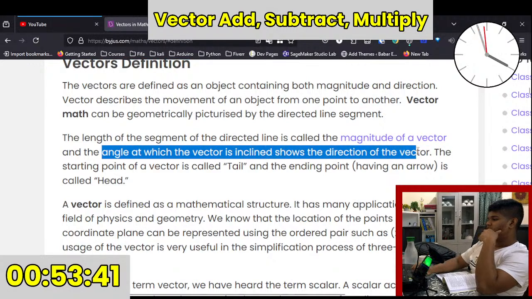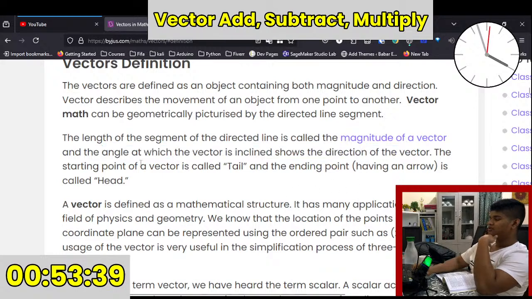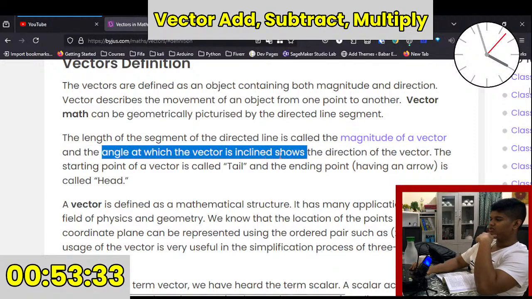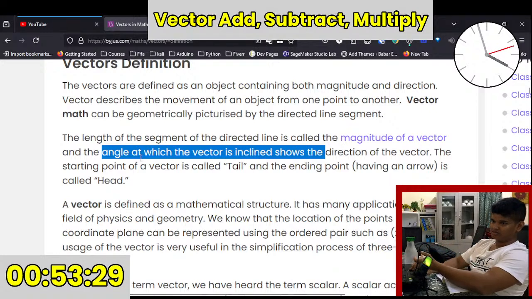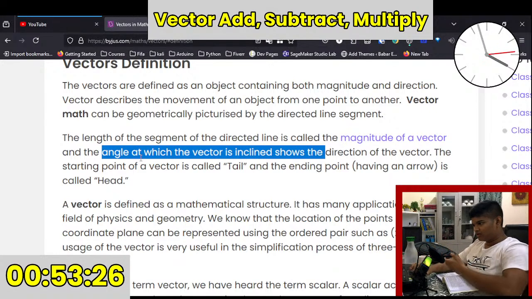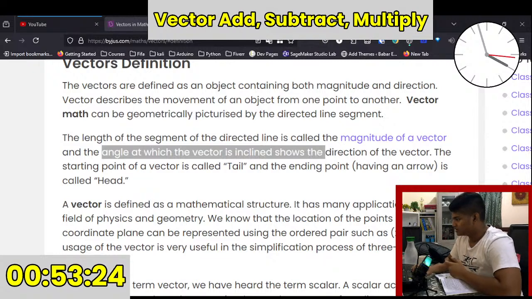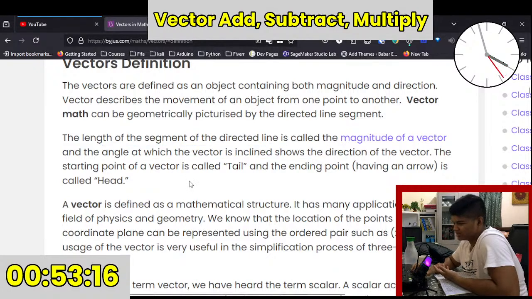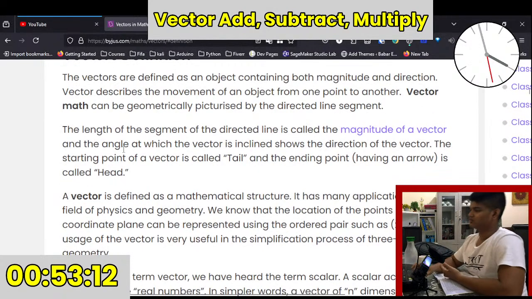The problem with the vector is I am not sure about the direction of the vector yet, because here it says the angle at which the vector is inclined. Angle with what? What is the reference frame here? You can't just say the direction of the vector is an angle, but for a vector to have an angle, you need a reference frame. But what is the reference frame here? Too confusing.